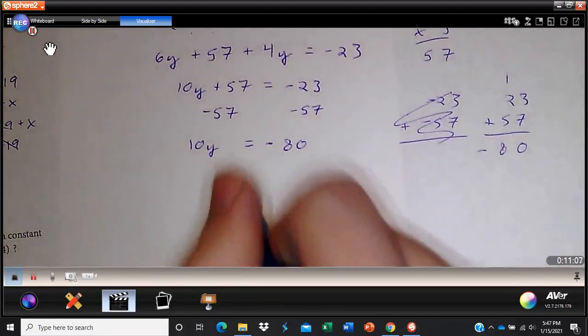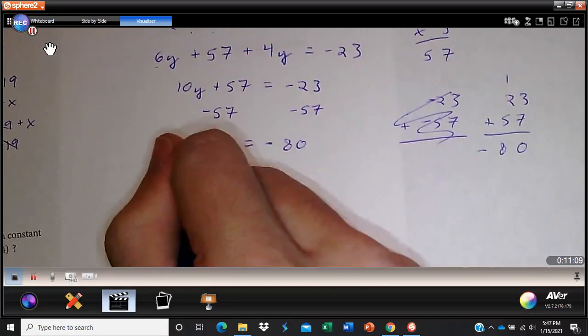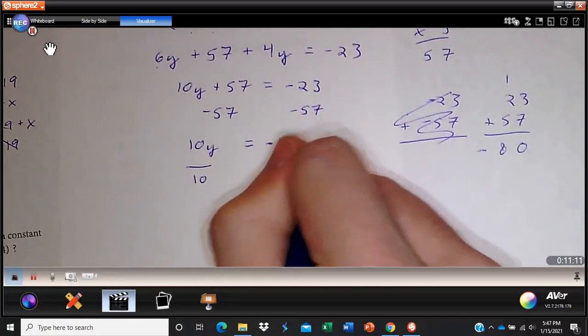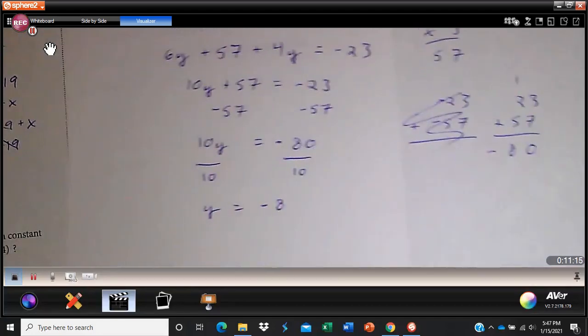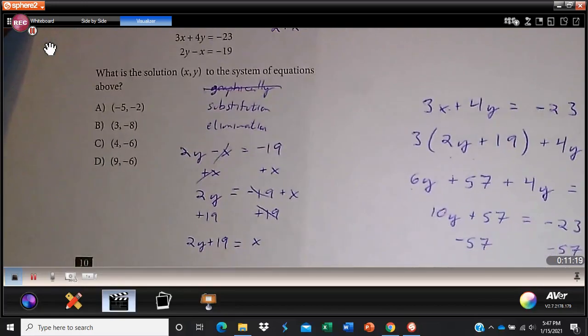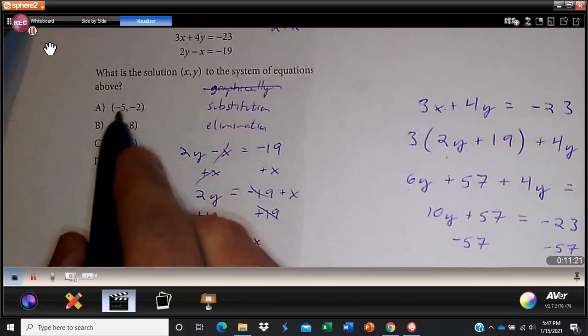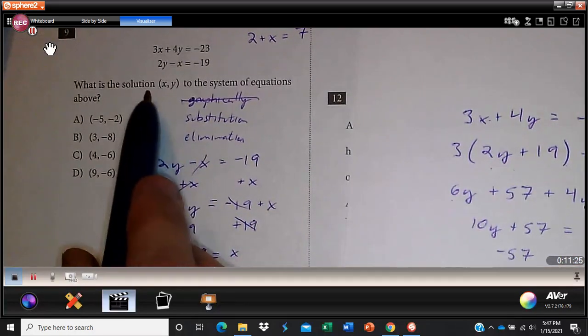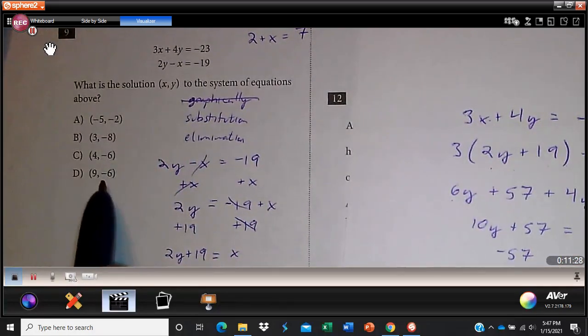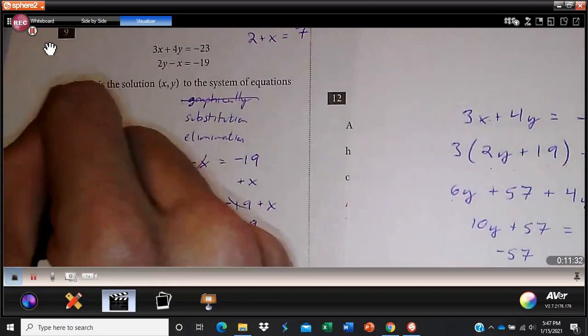And now divide both sides by 10. So divide by 10, divide by 10, and y is equal to negative 8. And now I'm going to go to here, and I'm going to see that I have to solve this, the x comma y, so I have to find x as well. But if I look at the answer choices, I notice immediately that there's only one y value that's negative 8, so it's going to be answer choice B.